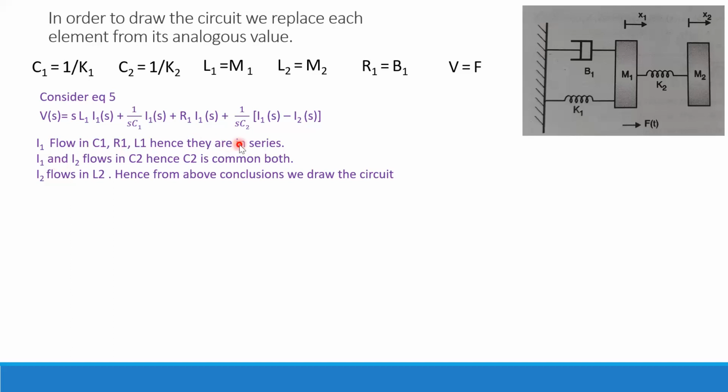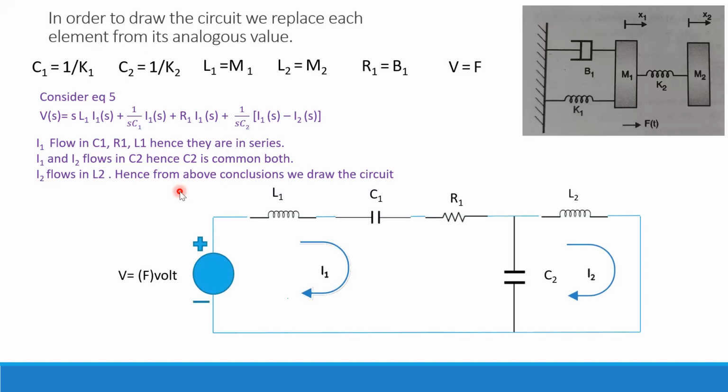Similarly, I1 and I2 are flowing through C2, that means C2 is a common point for both the I1 current and I2 current, and hence both currents will flow through C2 capacitance. And if I see equation number 2, equation number 6, you will come to know that I2 is flowing through only L2. Okay, hence from the above conclusions we draw the circuit. So this will be your circuit diagram for force-voltage analogy.